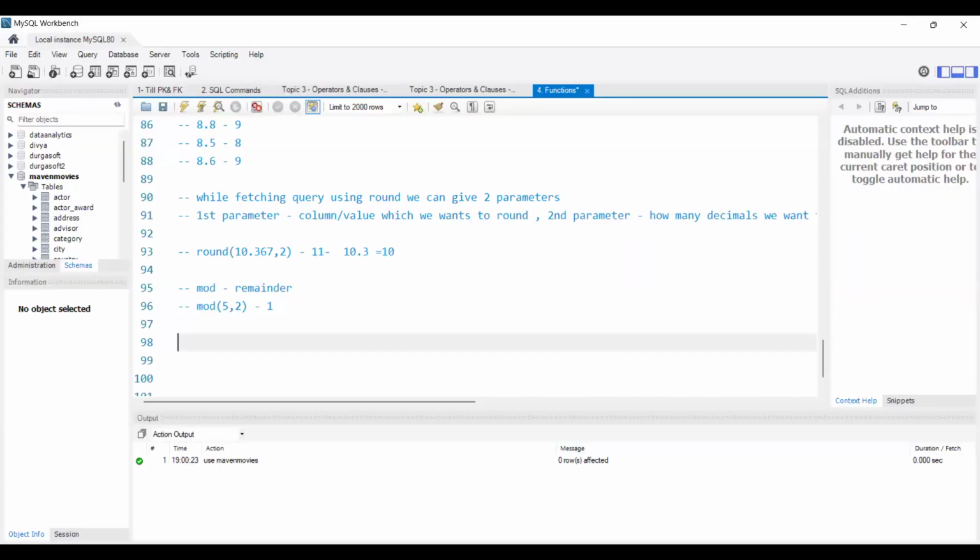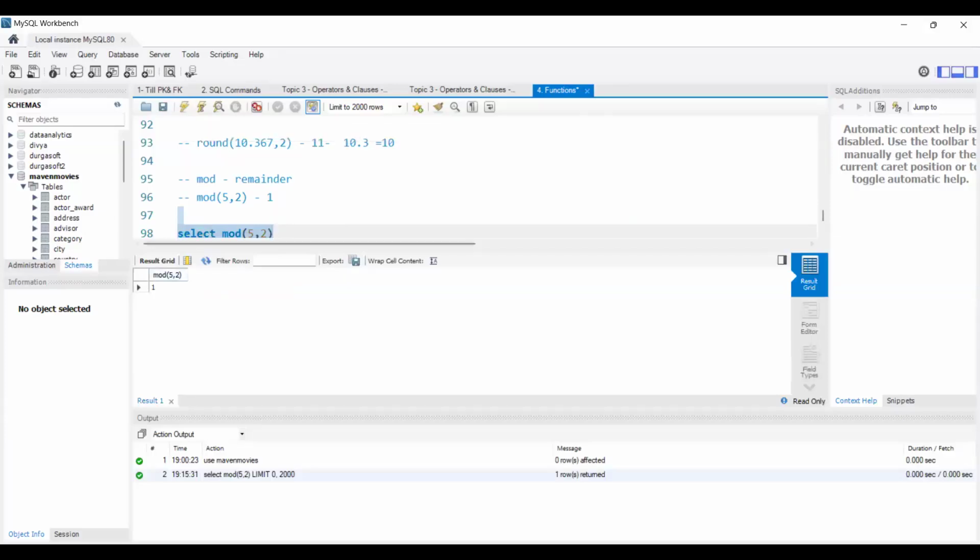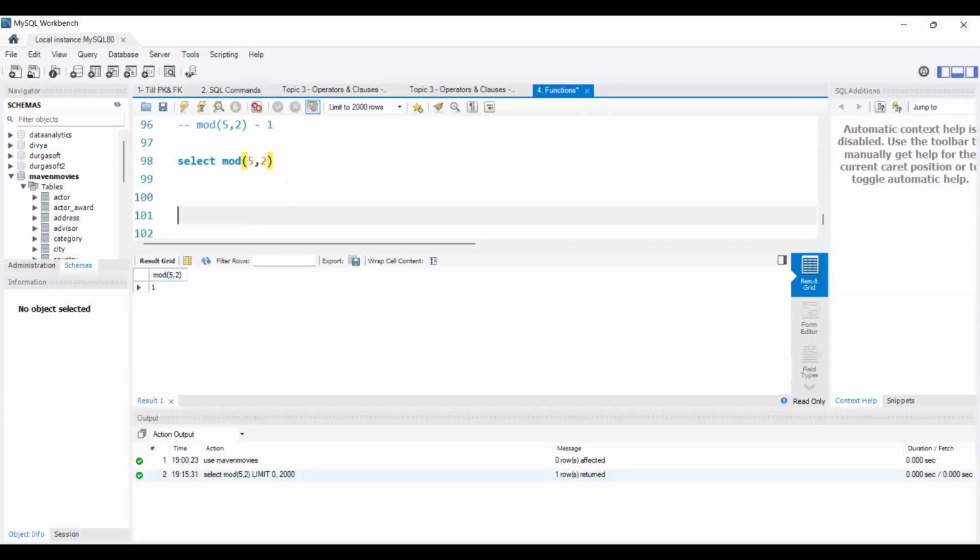Okay, so I can just write it as select mod of 5 comma 2. Simply my answer is 1. Here if you observe, I'm not mentioning any table name. Directly, if I want to find the remainder for this value, I can write select, and inside that I use this function and write the numbers I want to find. The answer will be the remainder.